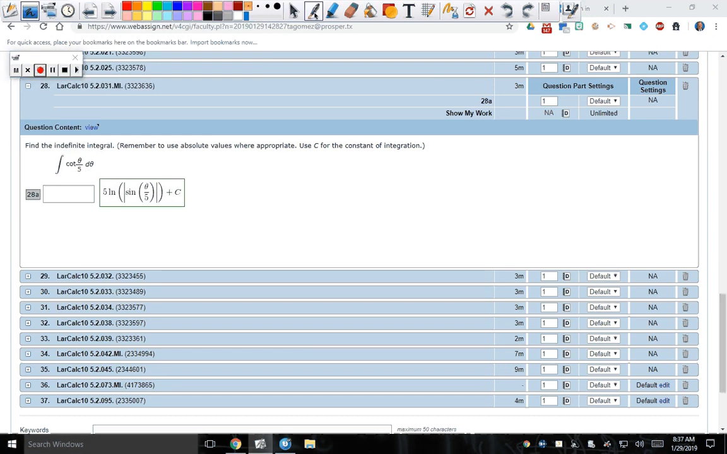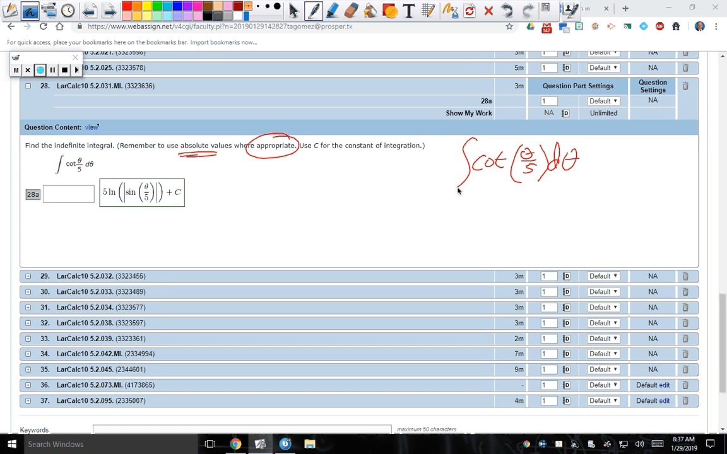Okay, so number 28 says find the indefinite integral. Remember to use absolute values where appropriate. And that's what we were talking about as far as the denominator power being 1. Okay, so looking at this, let me get your brain knowing what you're looking at.